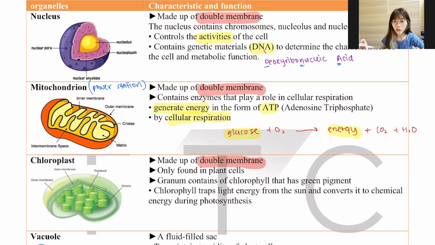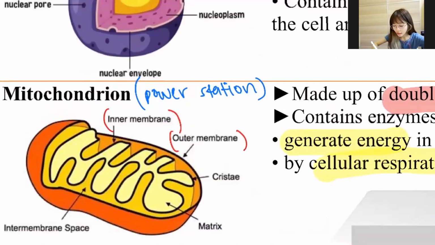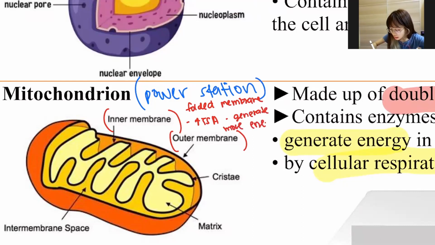Now, mitochondria also has a double layer, right? How does this double layer look like? You can see you have an inner membrane and an outer membrane. Look into it. The inner membrane is a folded membrane. What is the purpose of the folded membrane? The folded membrane is to increase the total surface area. When the surface area is becoming bigger and bigger, it means they can generate more energy. So that is the function of a folded membrane. Folded membrane increases surface area, generates more energy.